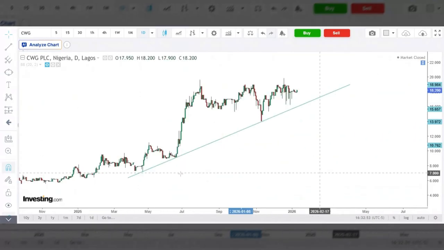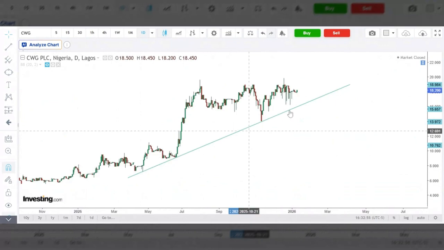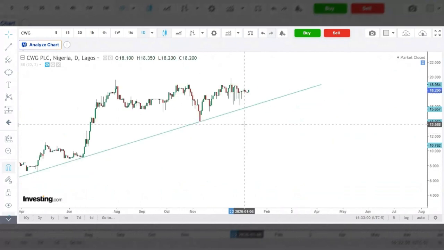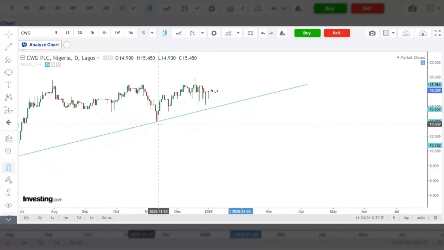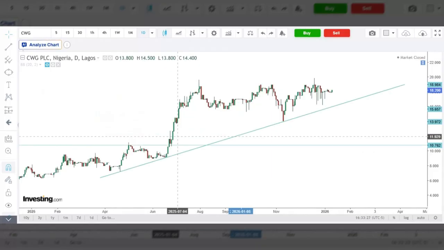Then yeah, I just connected it here and here. Three points to ensure that this is a very strong trend. Let me, it's zooming in too much. Okay. All right. So from here, all right.